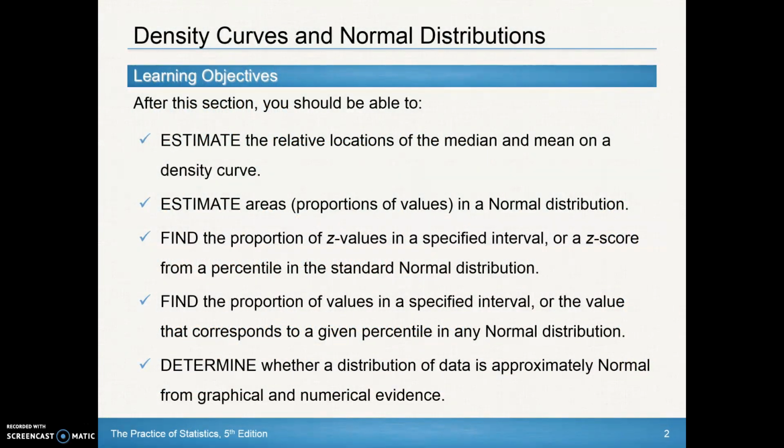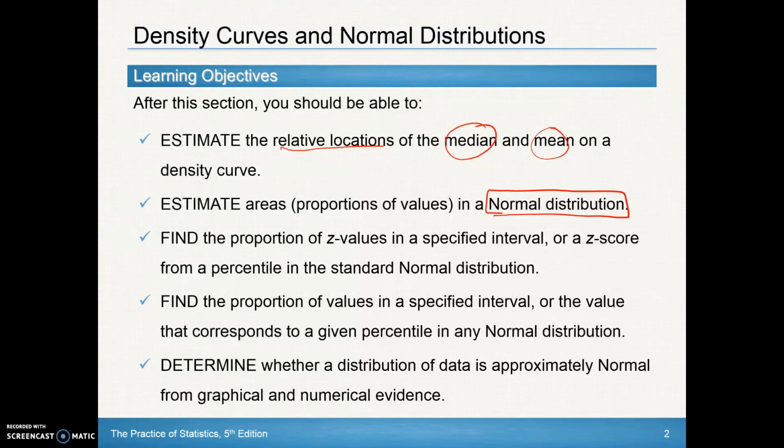So in this section, we're going to learn a little bit about the relative locations of both the median and the mean on a density curve. We've talked a little bit about that in terms of skewed distributions and approximate normal distributions and how they're related. We're going to look at estimating areas in a normal distribution. So a normal distribution will be something new that we'll talk about.